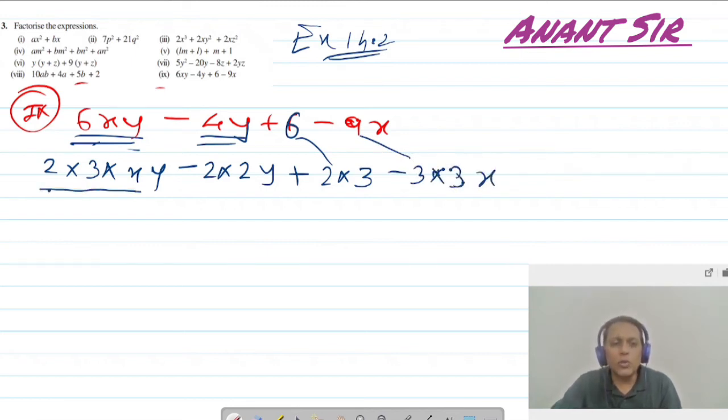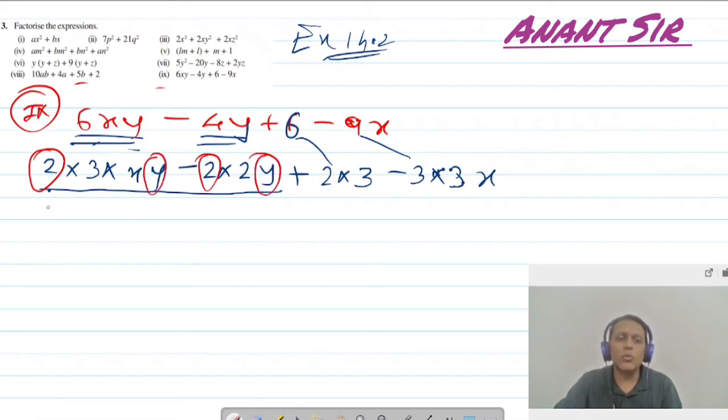So in the first two terms, what is it that I can take common? It is 2 in both the terms and y in both the terms. So I can take 2y common. So what will remain inside the bracket then? It is 3x minus 2.